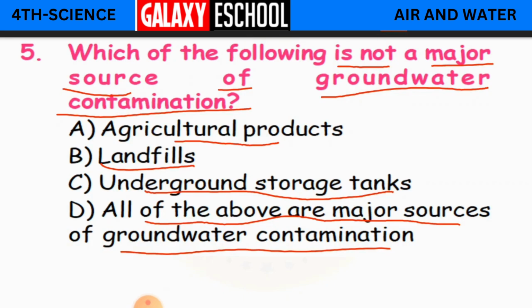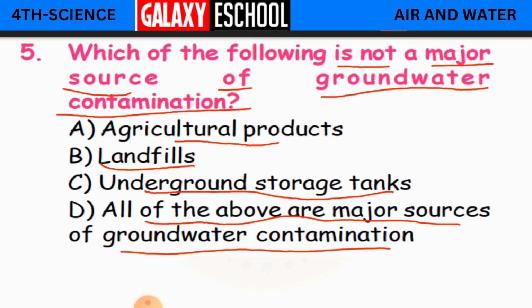Okay, and landfills, B option is landfills. What is this? Landfills is nothing but the garbage sites. So normally we collect all the garbage from every house and we dump it in a particular area. So that is called landfills. So garbage sites, even this is also not good. Okay, and underground storage tanks.